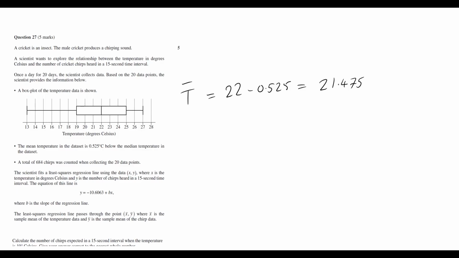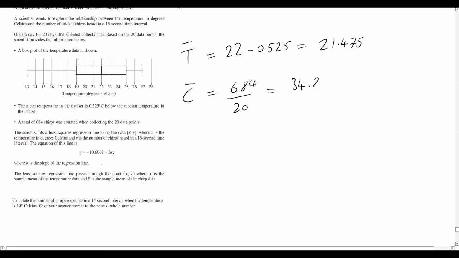Okay, now let's keep going with the rest of this question. A total of 684 chirps were counted when collecting the 20 data points. So with that information, maybe we should work out the average chirps per data collection. We'll say that C, the average C, is equal to 684 divided by 20. That gives us a value of 34.2. Okay, let's keep reading now.